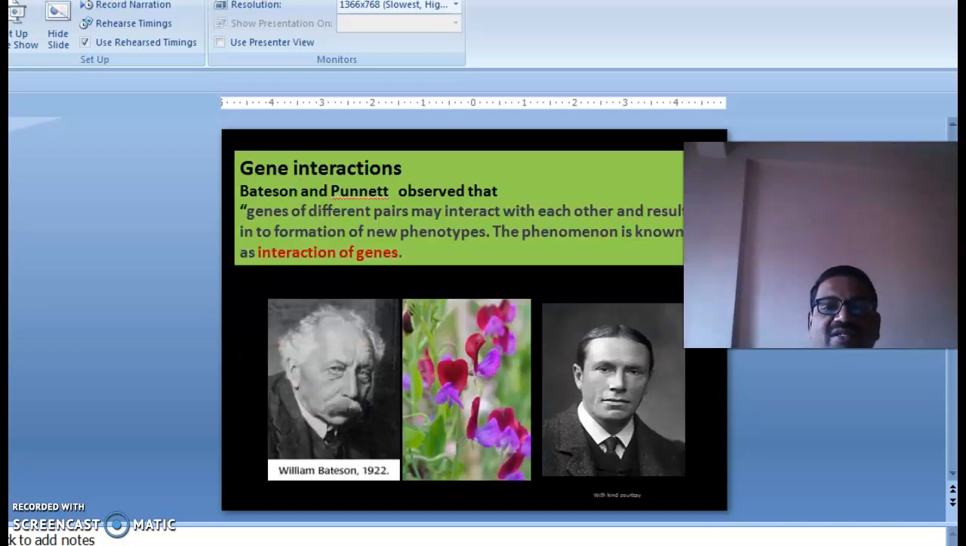First of all, we will see the gene interactions. Gene interactions were first studied by Bateson and Punnett. He observed some changes in the genes. Particularly for studying that concept, he used one plant, that is Lathyrus odoratus. In gene interactions, the genes of different pairs may interact with each other and result in the formation of new phenotypes. That phenomenon is known as the interaction of genes.